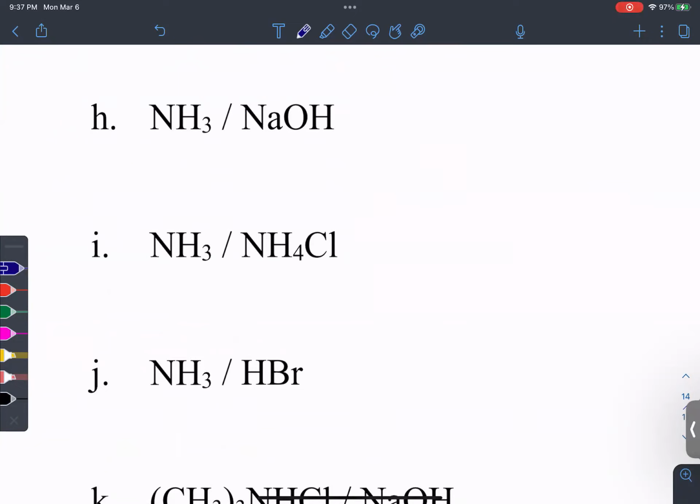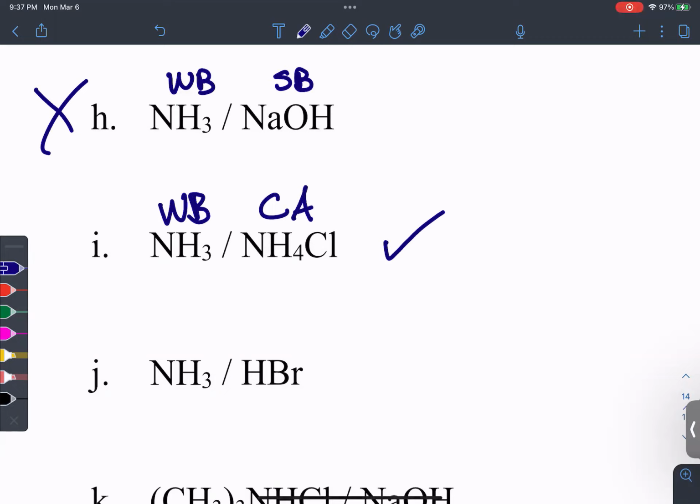Ammonia and sodium hydroxide. Buffer? Ammonia is what kind of base? Weak base. And sodium hydroxide is a strong base. Would that ever make a buffer? No. All right. Ammonia and ammonium chloride. Yes, that is a buffer because we got the weak base and its conjugate acid. Yay.